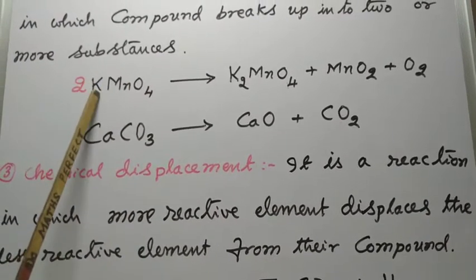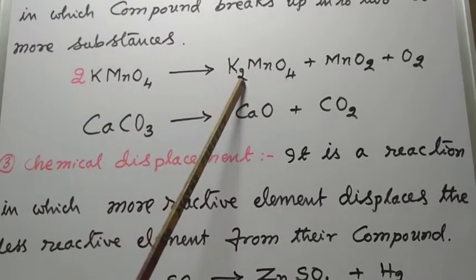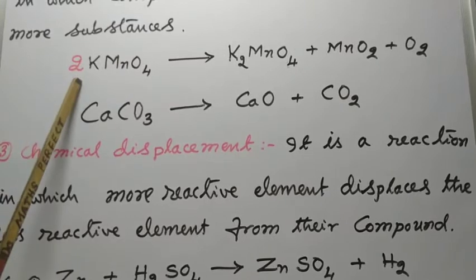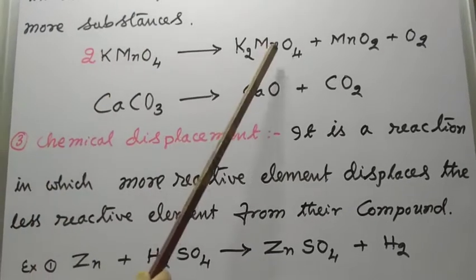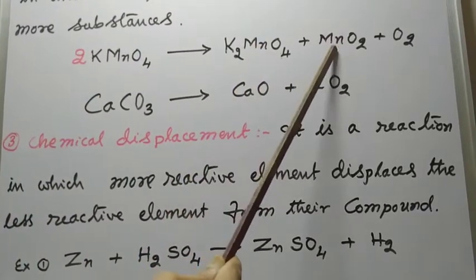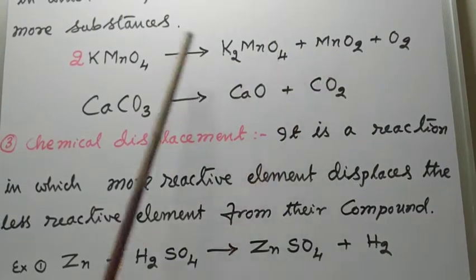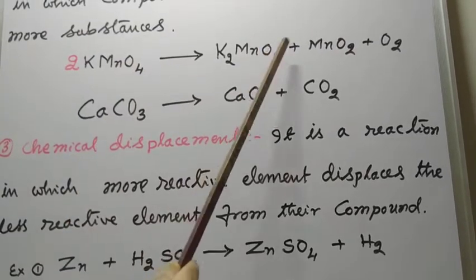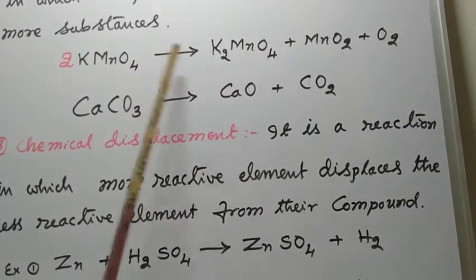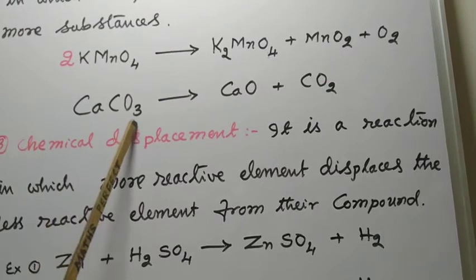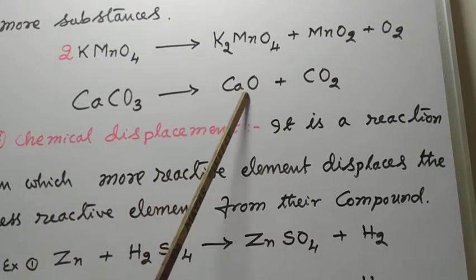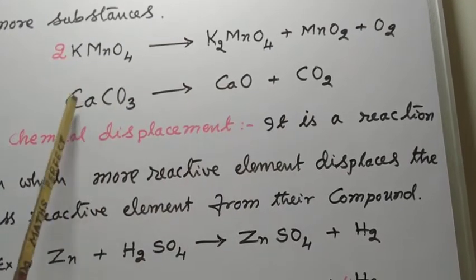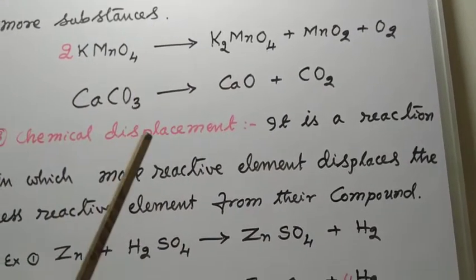KMnO4, one potassium atom, here two are there, therefore we have to multiply it by 2. If you multiply the complete molecule by 2, Mn also 2, so here is one Mn and here is also another Mn, manganese. So 2 atoms, 2 into 4, 8 oxygen atoms, 4 plus 2 plus 2, 8. It is a balanced equation. Calcium carbonate on heating decomposes to form calcium oxide plus carbon dioxide. This is also a balanced equation, no need to multiply any.